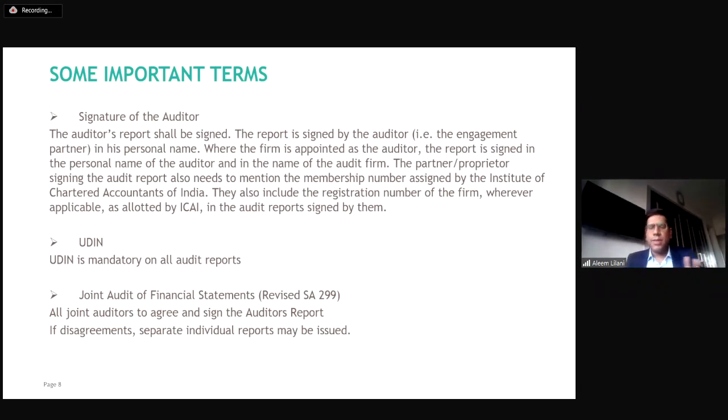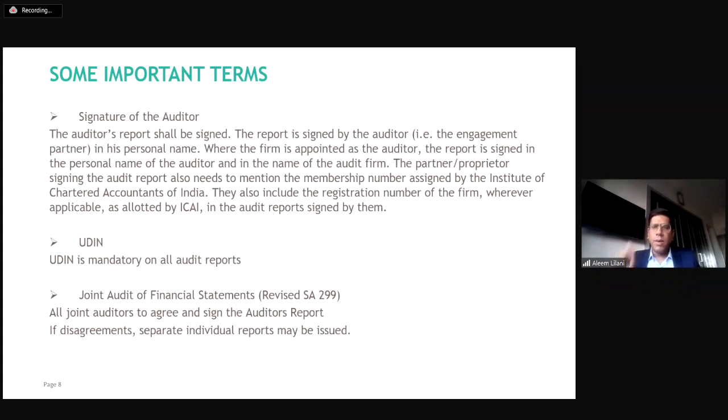Although outside India, there is a different practice in some firms where they sign in the name of the firm. But in India, my suggestion to everyone, it has to be signed by the partner or the proprietor. No other person in the firm can sign the audit report. As I said, there are certain practices outside India where it may be another person, but in India, it is always the partner or the proprietor. Your manager or no one else can sign the audit report. And it has to be in personal name, personal signature, okay?